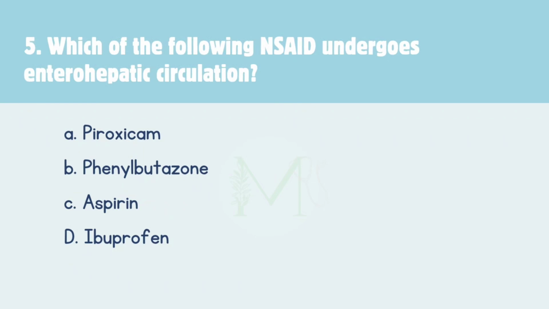Fifth question is, which of the following NSAIDs undergoes enterohepatic circulation? The options are piroxicam, phenylbutazone, aspirin, and ibuprofen. So before moving on to the options, let's see what is enterohepatic circulation. It is the process where drugs are absorbed in the intestines, excreted in the bile, and then reabsorbed in the intestines again. This leads to prolonged half-life and sustained drug action.